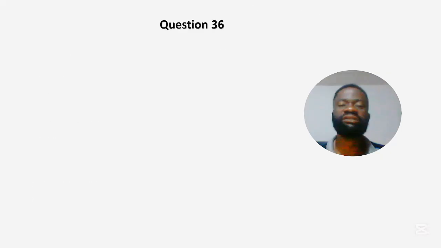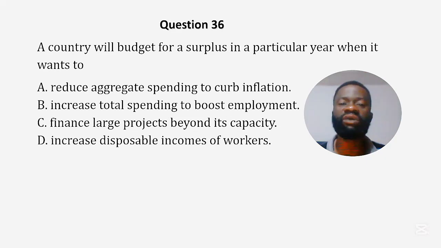Question 36. A country will budget for a surplus in a particular year when it wants to dash. A. Reduce aggregate spending to curb inflation. B. Increase total spending to boost employment. C. Finance large projects beyond its capacity. And D. Increase disposable incomes of workers.